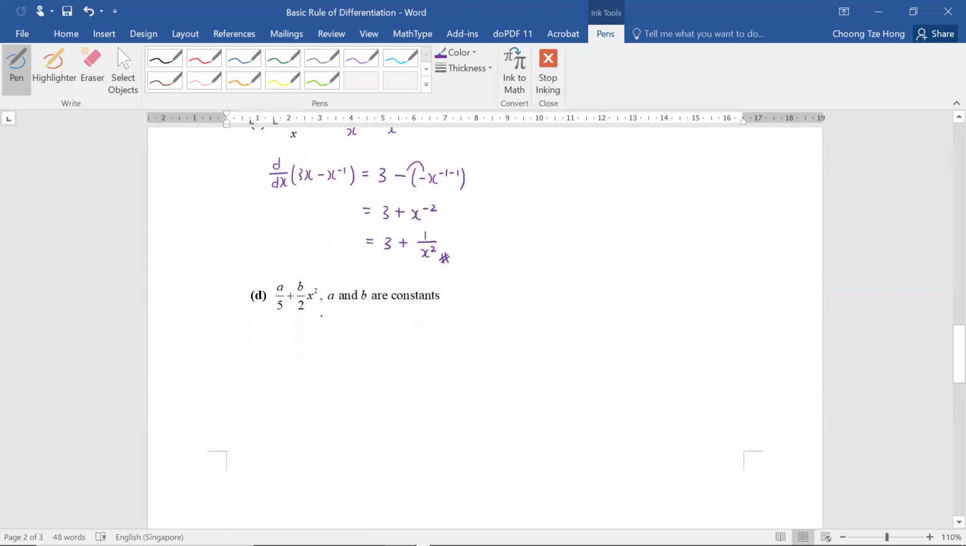Next thing, differentiate a over 5, where a is a constant, plus b over 2x squared. So that means a over 5 is actually just a constant number. Let's differentiate. This is already in the form ready for differentiation. So a over 5 is actually just a constant.